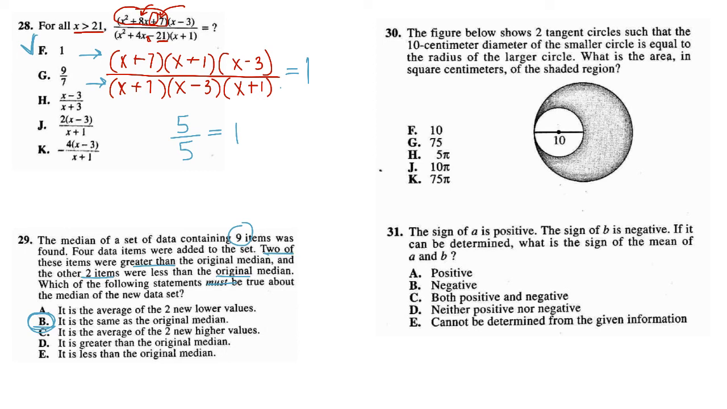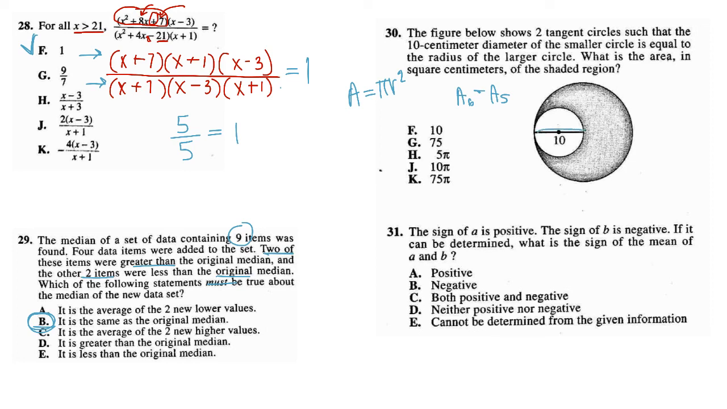All right, and number 30. Number 30, the figure below shows 2 tangent circles such that the 10 centimeter diameter of the smaller circle is equal to the radius of the larger circle. What is the area of the shaded region? So we need the area of the big and subtract from it the area of the small. So we're going to take the area of the big circle and subtract, excuse my bell, the area of the small. So the area of a circle is pi r squared. And so let's go ahead and find the area of the big circle.